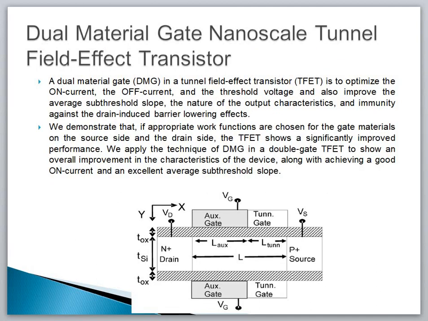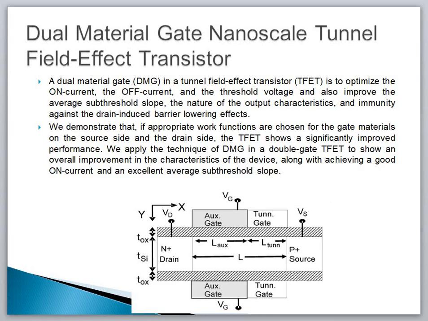Dual material gate nanoscale tunnel field effect transistor. A dual material gate in a tunnel field effect transistor is used to optimize the on current and off current. It will increase the on current and reduce the off current. It also optimizes the threshold voltage and improves the average sub-threshold slope. In my earlier video, I have explained how to calculate the threshold voltage and the average sub-threshold slope. If you don't know how it can be calculated, please follow my previous video.